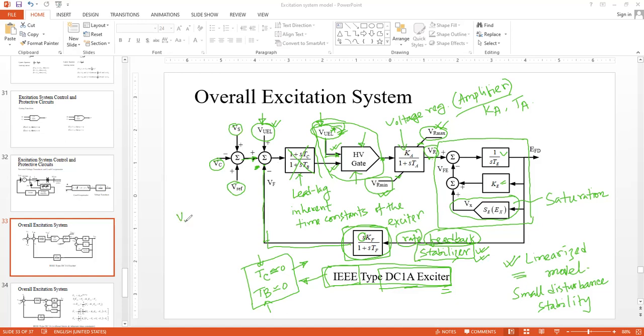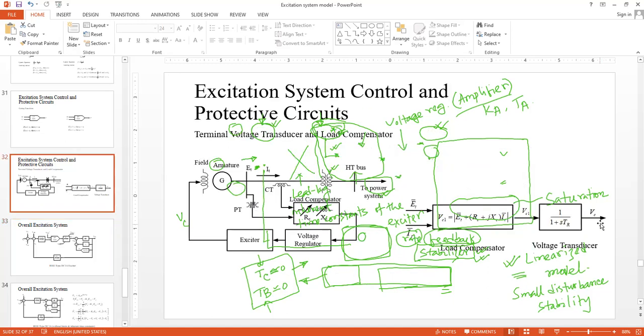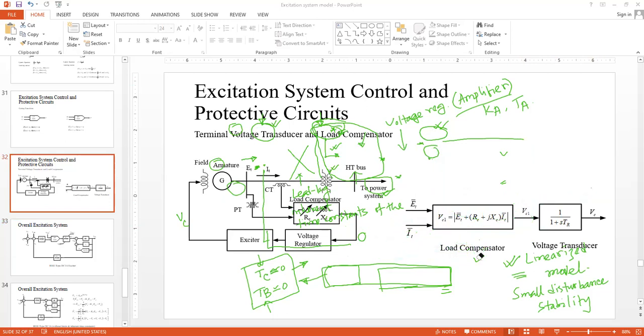VC, if you go to the previous slide, you know what VC is. VC is the output of the compensator. You can see finally the compensator provides us with VC. Once again, the transducer time constant TR is pretty much negligible. TR is negligible. So you can easily say VC1 is equal to VC.